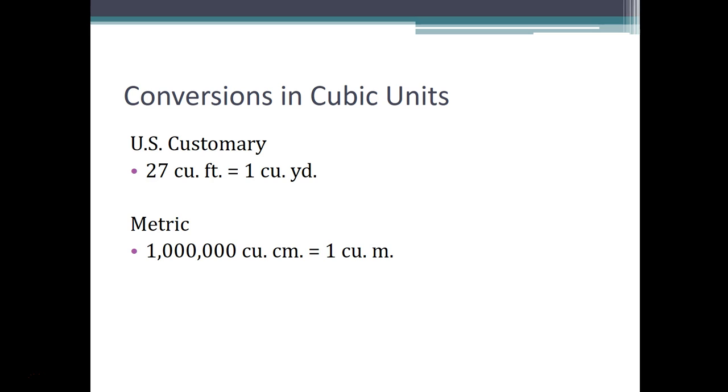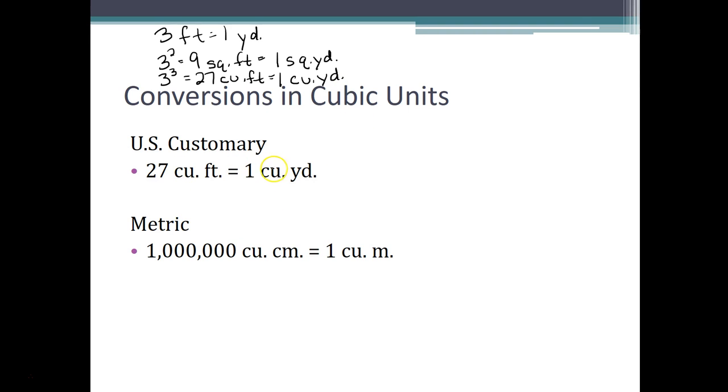Alright, let's talk about cubic units. Just like in the last lesson how you had square unit conversions, well, you've also got cubic unit conversions. Remember, 3 feet equals 1 yard. So 3 squared, or 9 square feet, equals 1 square yard, because 1 squared is 1. 3 cubed is 27 cubic feet, and that equals 1 cubed, or 1 cubic yard. So you've got 27 cubic feet equals 1 cubic yard.